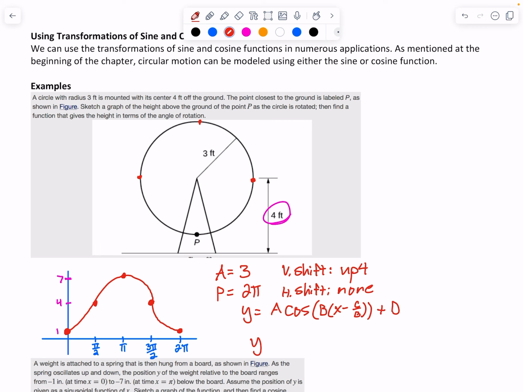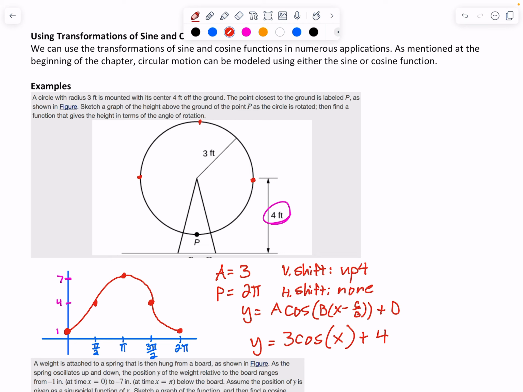So we have 3 cosine here. There is no horizontal shift, so b is just 1. Or not b, sorry, the period is 2 pi, so the period is not messed with at all. So we're just going to have an x. It didn't move left or right, so it's literally just an x. Then we're going to add 4 to move that up to the midline. So 3 covers the amplitude, 4 covers the midline, and we didn't move left or right at all.